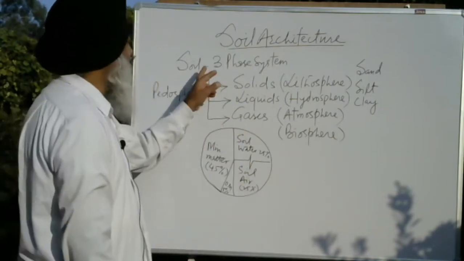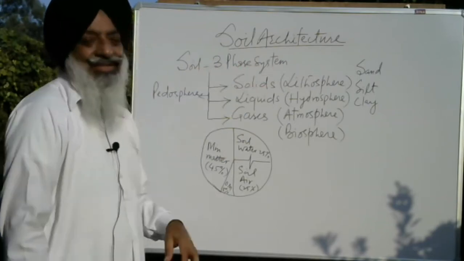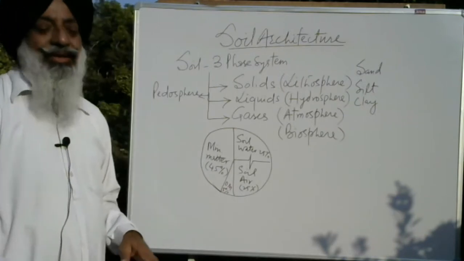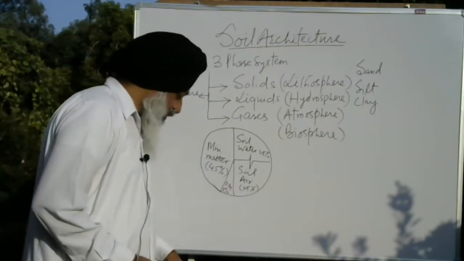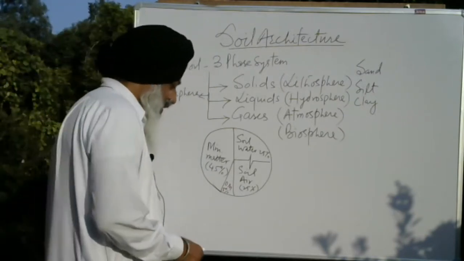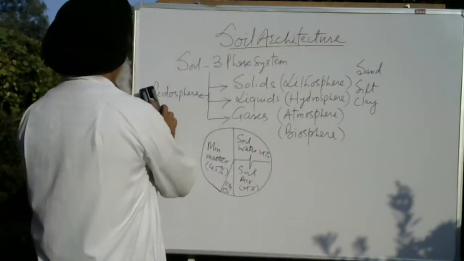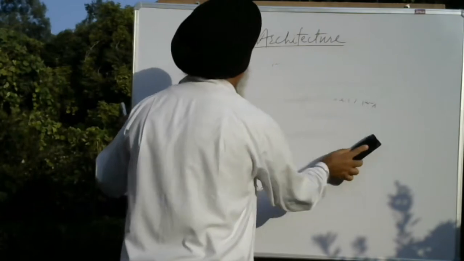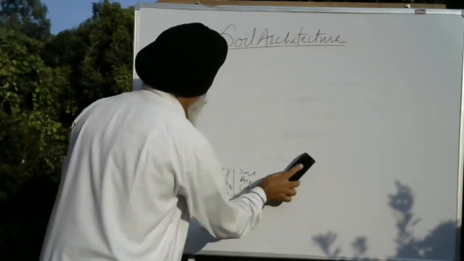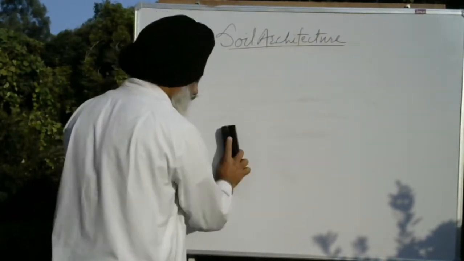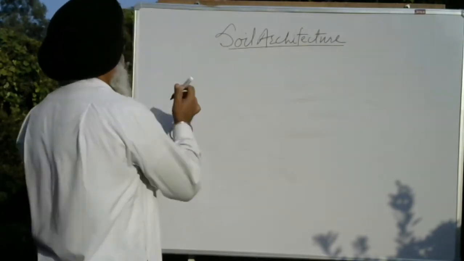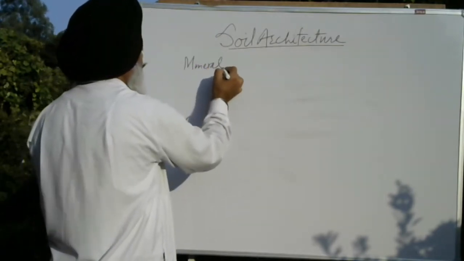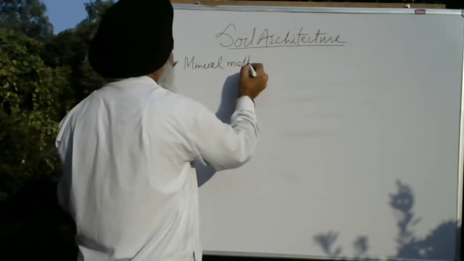So though I have written over here soil as a three-phase system, you can also say that soil has four phases: mineral matter, organic matter, then soil water, soil air. Now just briefly we will discuss, first of all, mineral matter, and then organic matter, and then water and air. So first of all, mineral matter. As I say, mineral matter comprises of soil particles.